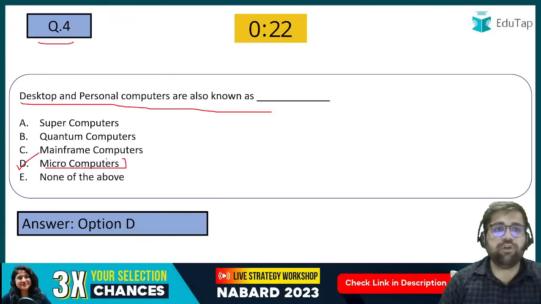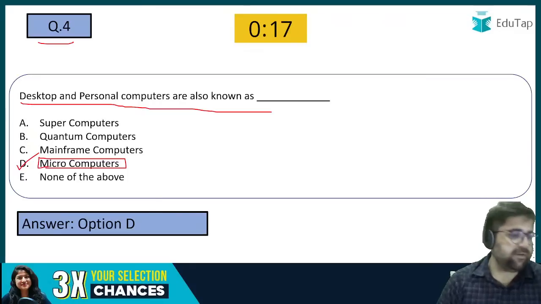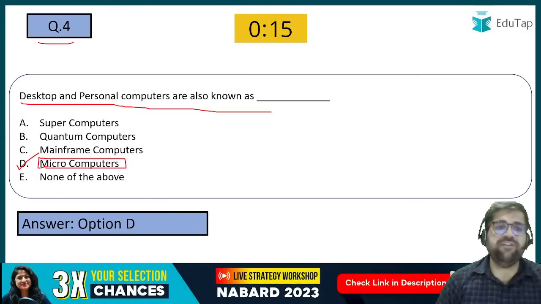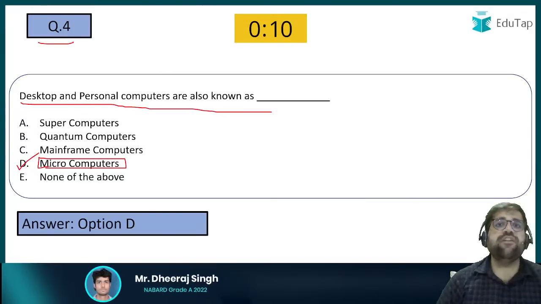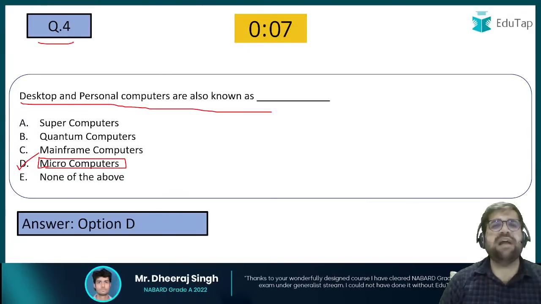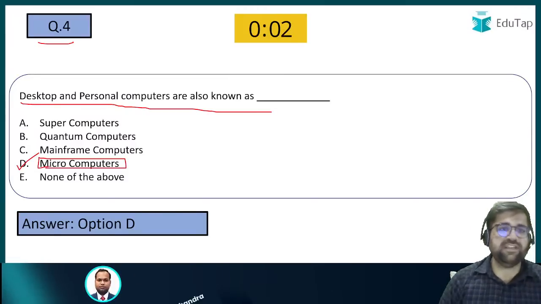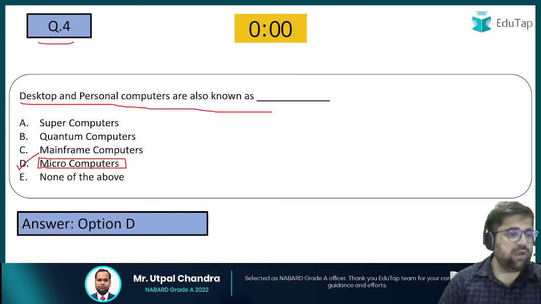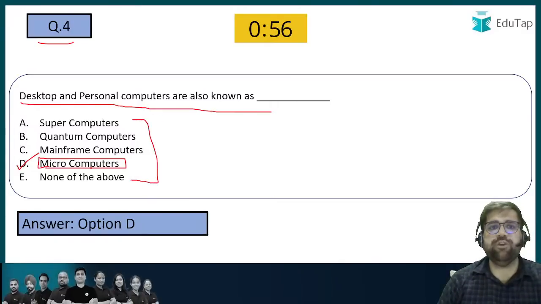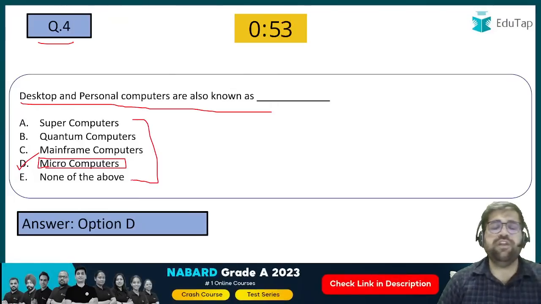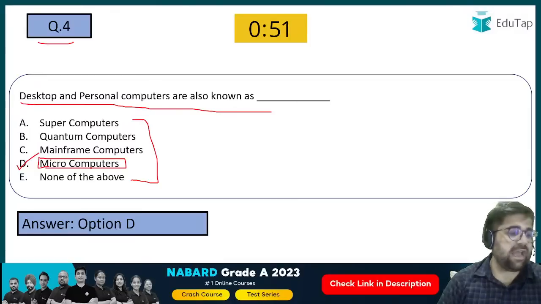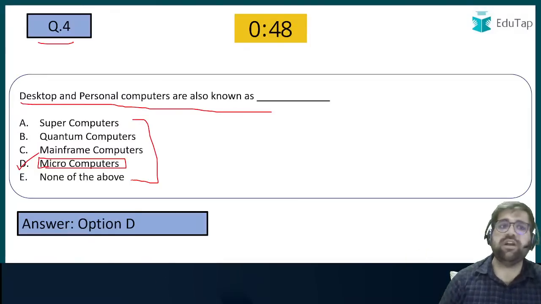Now tell me which particular type of computer will be used for weather forecasting and for astrophysics kind of thing. Which kind of computer will be used from the same set of options for weather forecasting and to solve certain big mathematical issues or for astrophysics? Can someone let me know the answer? If I am saying in the same set of options, that is option A to E, which type of computer will you use for weather forecasting and for high level work? Yes, then your answer will be supercomputer.